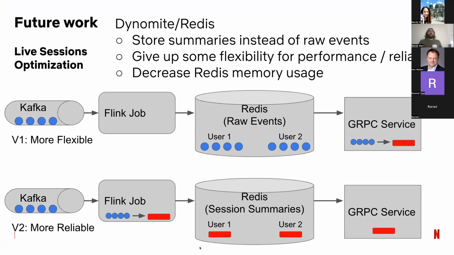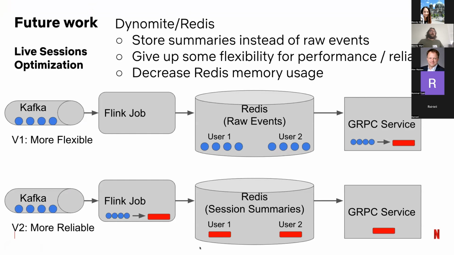In the V1 architecture, we are taking individual events, and basically the Flink job is forwarding those into Redis. Then when the users call our gRPC service to get a summary of that user's session, it will actually read all of those events out of Redis and then apply the transformation of those events into a summarized session record in place.